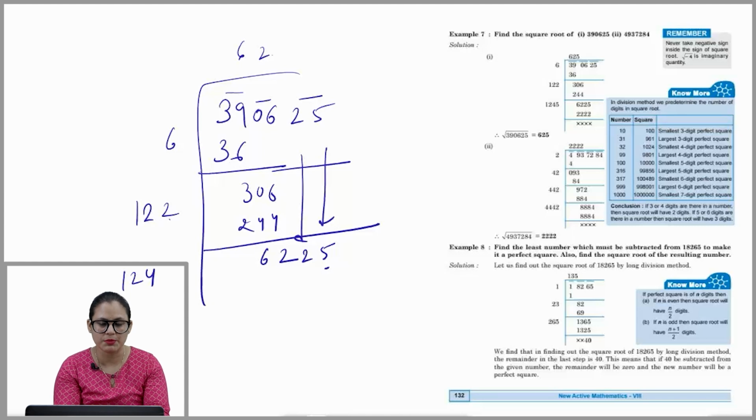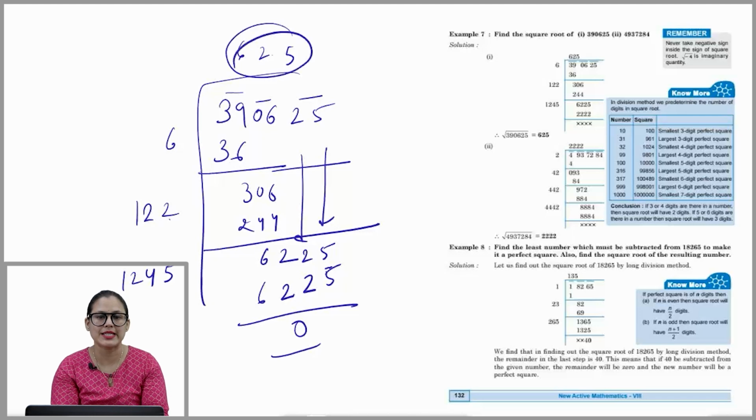At the units place there is 5, so that means here also 5 should come. 5 5s are 25, 2 carry. 5 2s are 10, plus 2, 12. 5 1s are 5, plus 1, 6. So 625 is the answer, right?